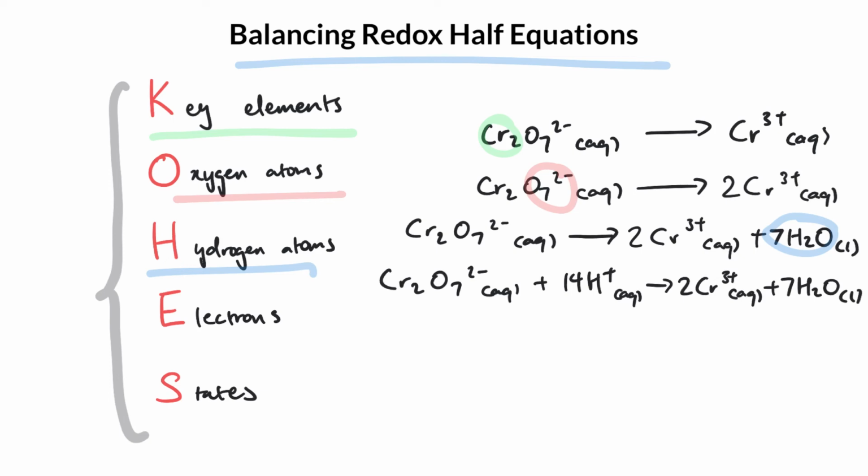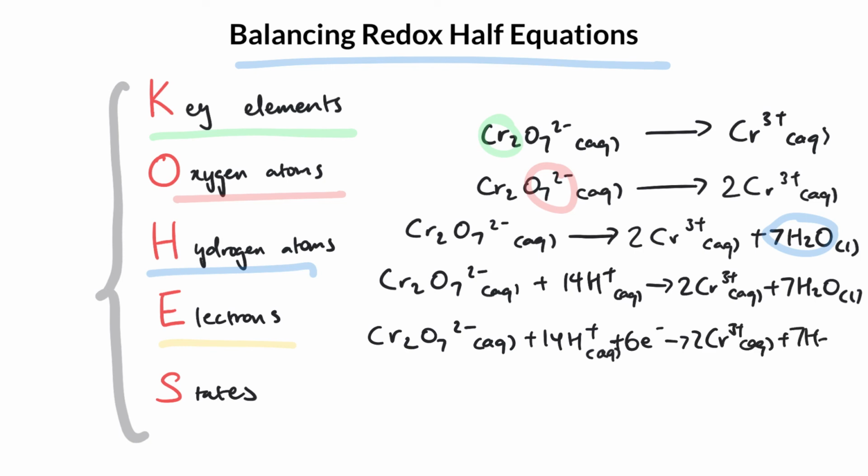Now the last thing to do here is to balance charge. We can see that on the left hand side we have a charge of plus 12, and on the right side is plus 6. So on the left hand side we need to add 6 electrons to balance the charge. And that's all there is to it, since we already have the states.